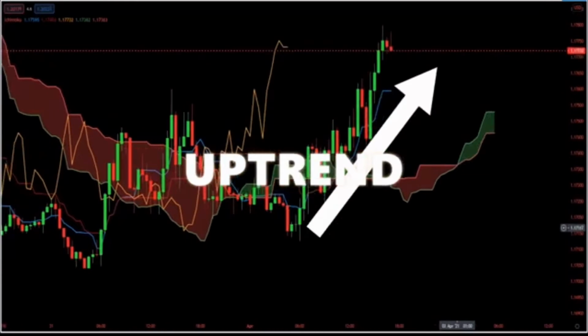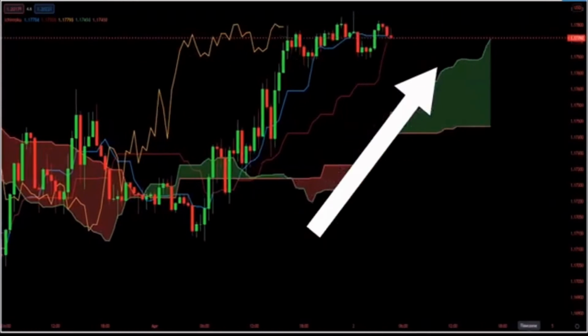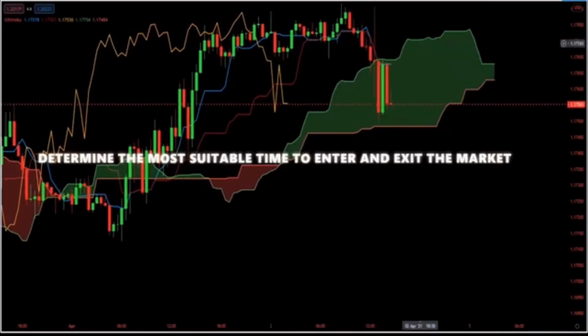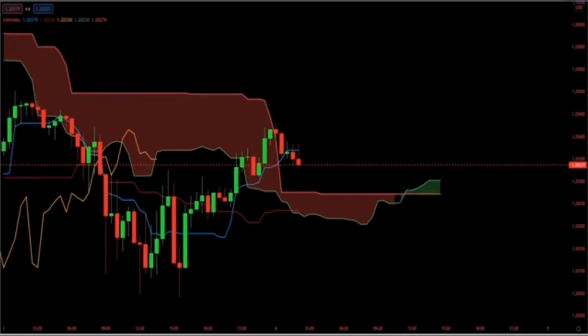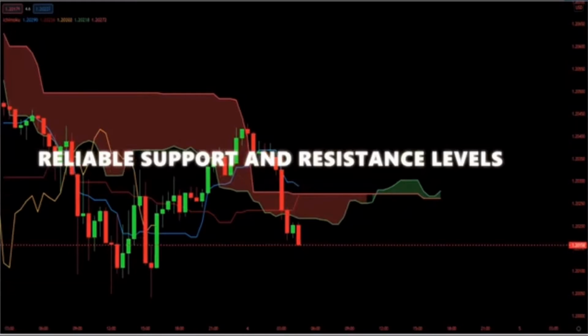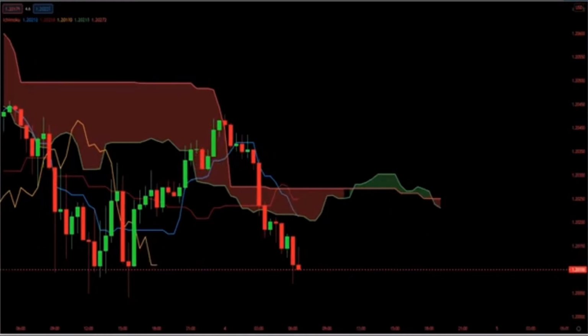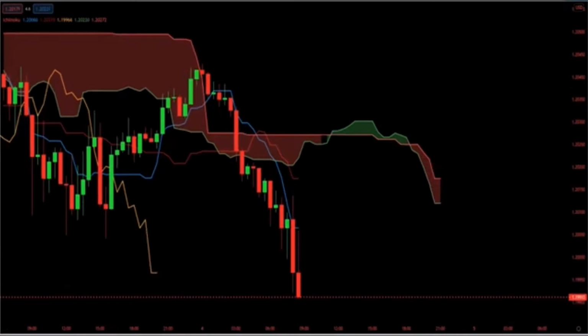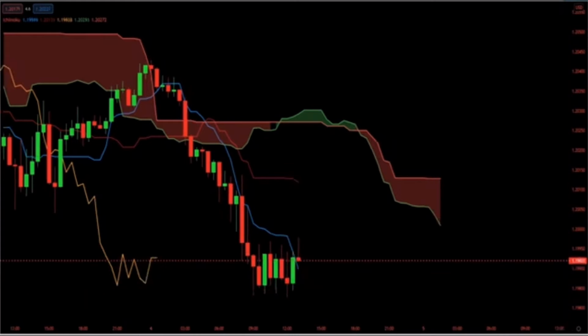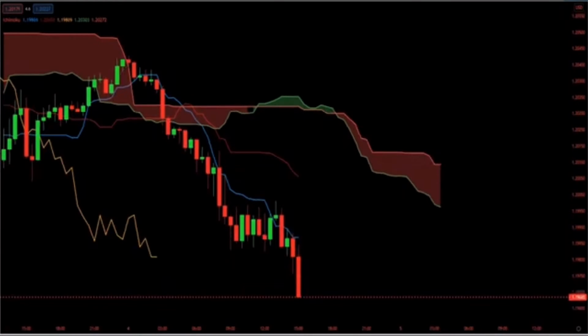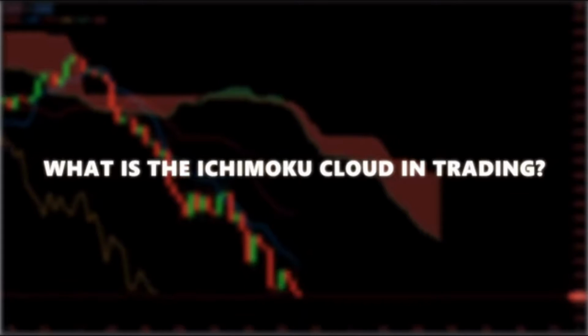Ichimoku Cloud Trading attempts to identify a probable direction of price. It helps the trader determine the most suitable time to enter and exit the market by providing you with the trend direction. It gives you reliable support and resistance levels and the strength of these market signals. Now, before we delve deeper into the Ichimoku Cloud strategy, let's look at the indicators needed to successfully trade the strategy. What is the Ichimoku Cloud in trading?